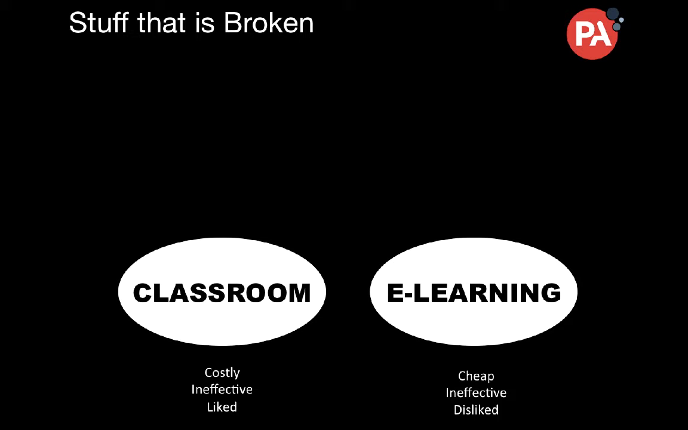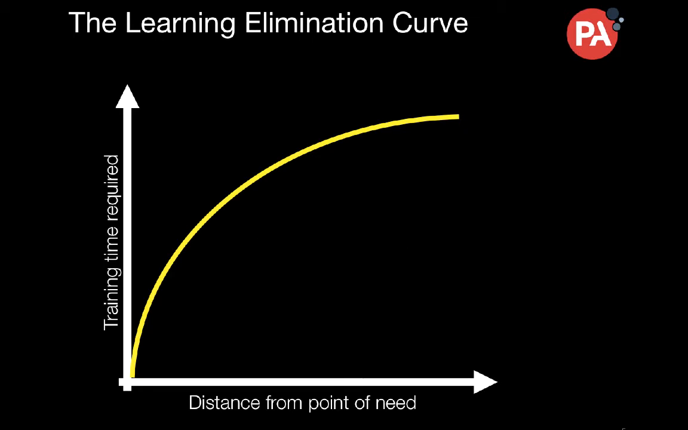So classroom is seen as costly, ineffective, but it's liked. People like it generally because they like to get together. E-learning is seen as cheap, but ineffective and disliked, and is generally used for compliance. So both those things not really working.